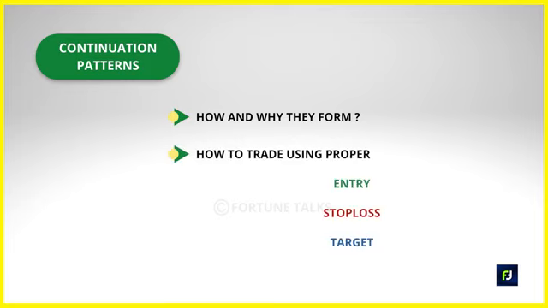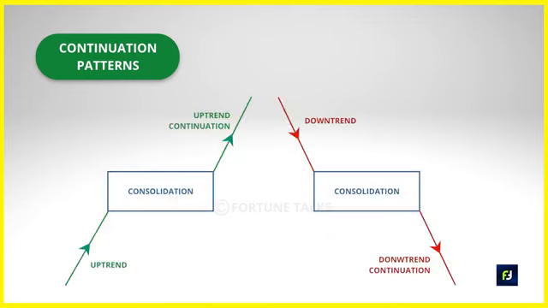So if you don't know what continuation chart patterns are, as the name suggests, these patterns signal that the existing trend in the market will most probably continue, or in simple terms, it predicts that the market will continue in the same direction after the end of the pattern. Now, most of these continuation patterns are formed as consolidations in between trends. So it's like the market taking a tea break because of exhaustion and getting back to work after refreshment.